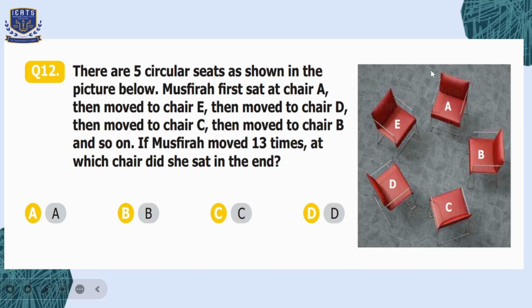So now we have to count onwards. If the 10th move is at chair A, then for the 11th move, she will move towards chair E. For the 12th move, she will move to chair D. And for the 13th move, she will move to chair C. So option C is the correct option here.